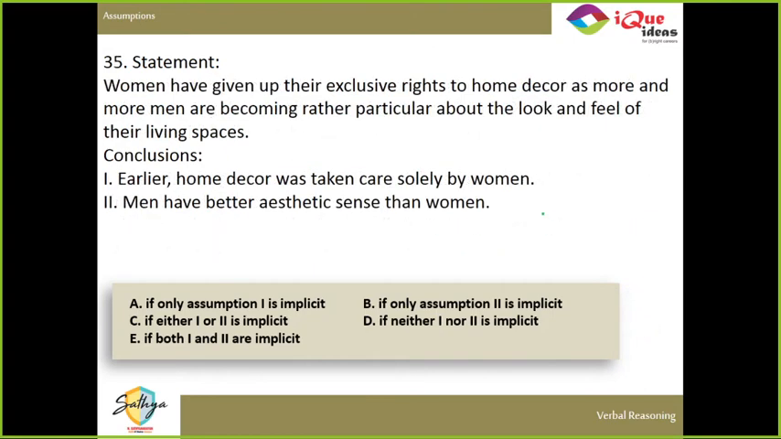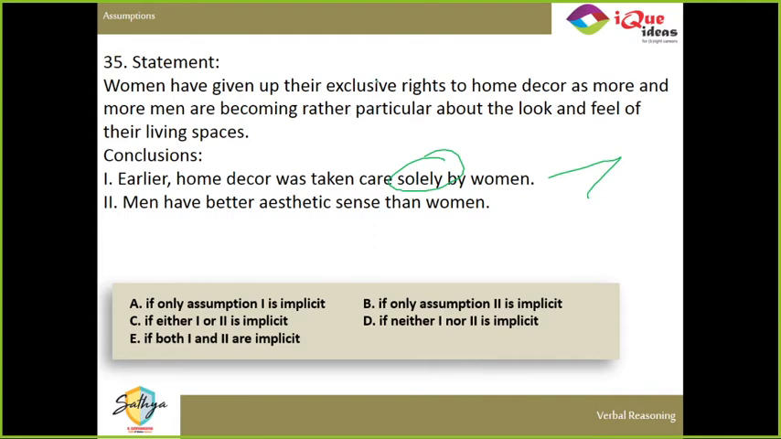Next. Women have given up the exclusive rights to home decor as more and more men are becoming rather particular about the look and feel of their living spaces. Can I say that earlier home decor was taken care solely by women?